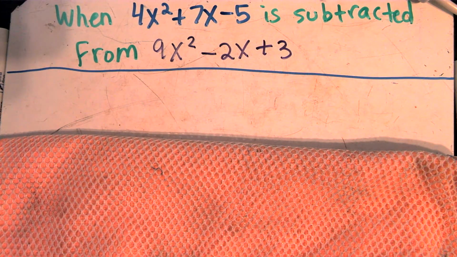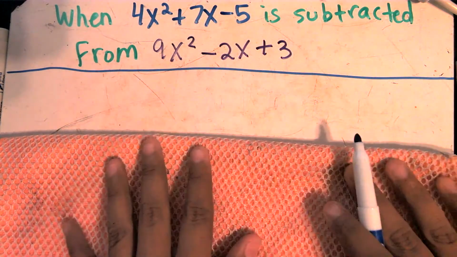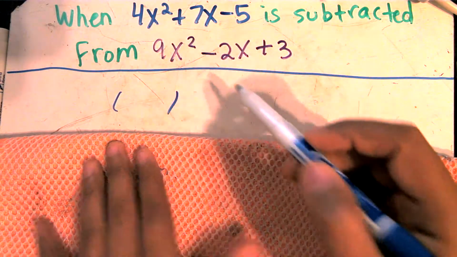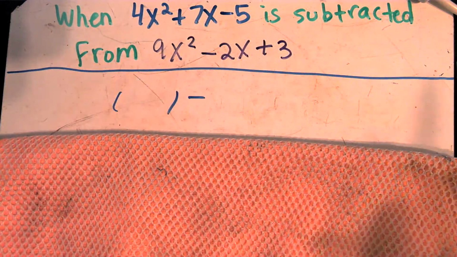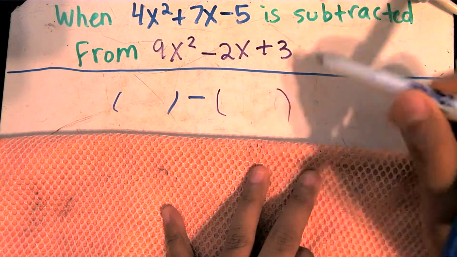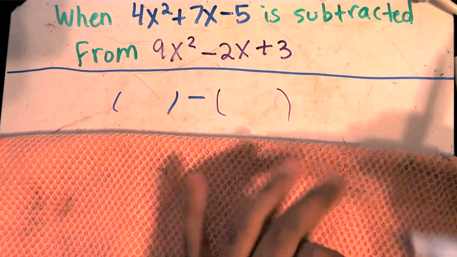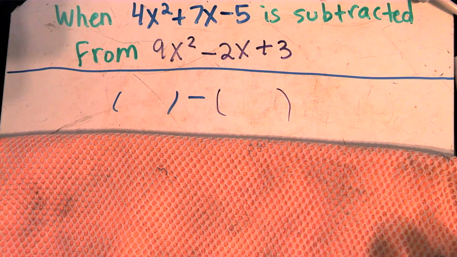Now, typically someone who doesn't read carefully will make the mistake of doing whatever that blue first polynomial is minus whatever that second, in this case purple polynomial is. They'll just do what's listed first minus what's listed second. And when we do that, it's because we didn't read carefully.